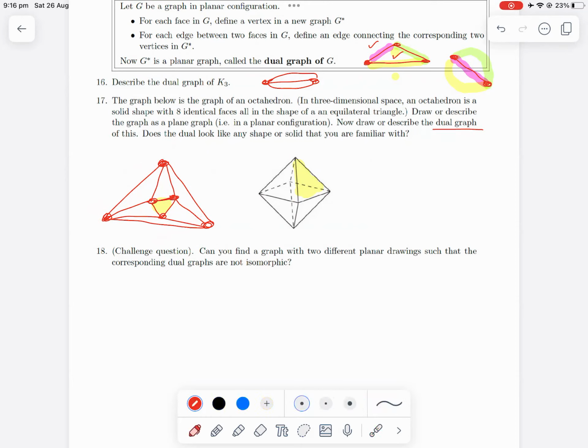But anyway, I want to do this one. So I can use this one and inside this one. Okay. So the face will be this one, and this one.